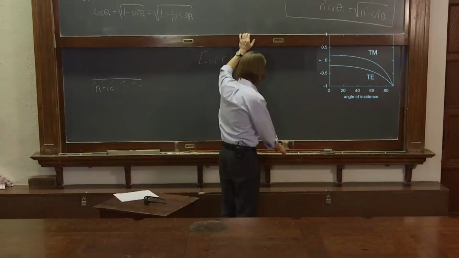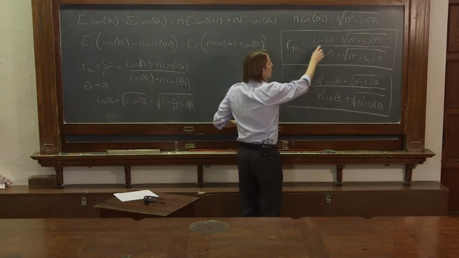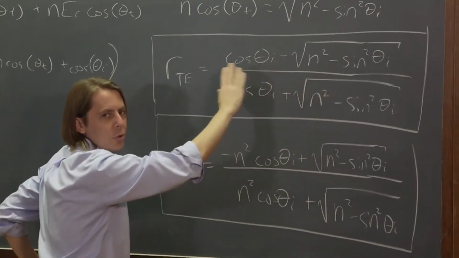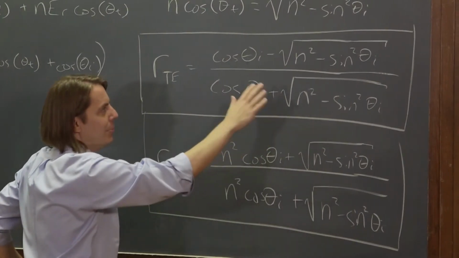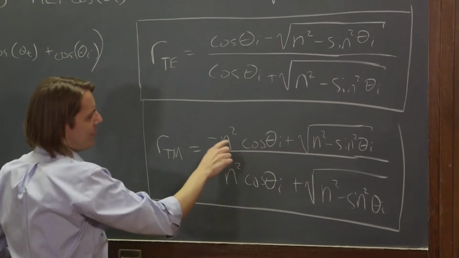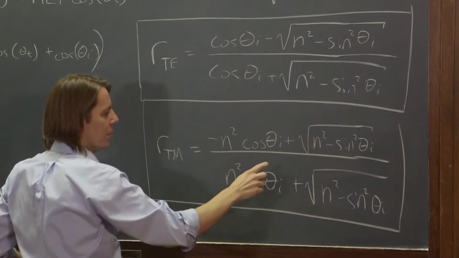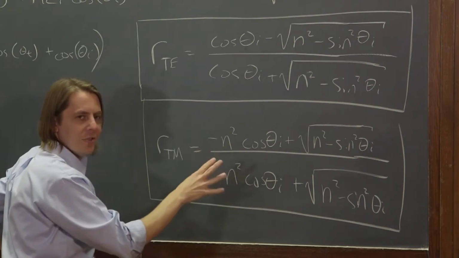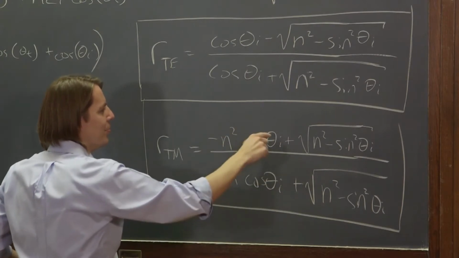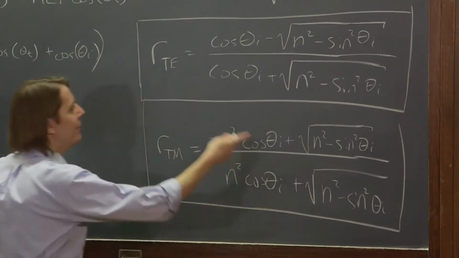So let's see if that makes sense. Here, let's see. So at theta equals 0, cosine of 0 is 1, and sine of 0 is 0. So this is 1 minus square root of n squared. So 1 minus n on the top, and 1 plus n in the bottom. 1 minus n over 1 plus n. TM is minus n squared plus n over n squared plus n. Well, that actually is the same thing. If you cancel an n out of this, you get minus n plus 1 over n plus 1. And minus n plus 1 is the same as 1 minus n. You just turn it around. So they actually give you the same thing. And they even give you the right value, 1 minus n.